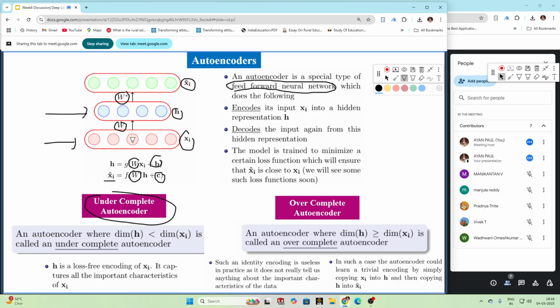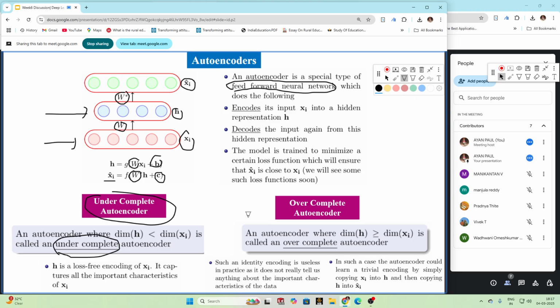Okay, so why are we using this under complete encoder? Because with a small number of neurons we want to capture important characteristics of our input data. So for that we are using this under complete autoencoder. Now what is this over complete autoencoder? If the number of neurons in the hidden layer is greater than the number of neurons in the input layer, that type of autoencoder is known as an over complete autoencoder.